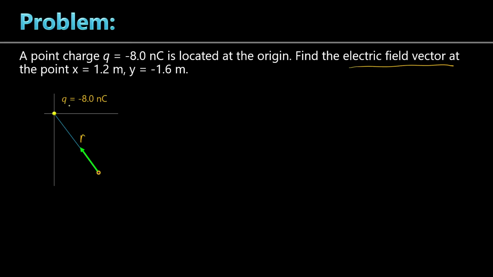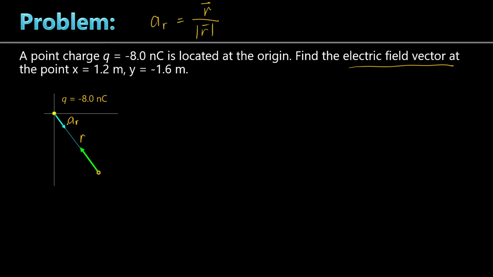Ito yung unit vector natin na AR. Okay? Sir, saan po galing yung unit vector na AR na yan? Yan ay galing dito sa vector na R. I-divide mo lang siya ng absolute value niya. Remember that the unit vector AR is equal to the vector R divided by its absolute value. Okay? So, mamaya, gagawin natin yan.